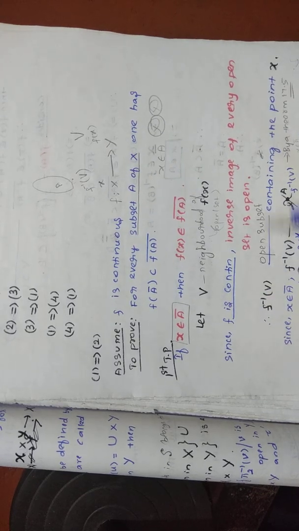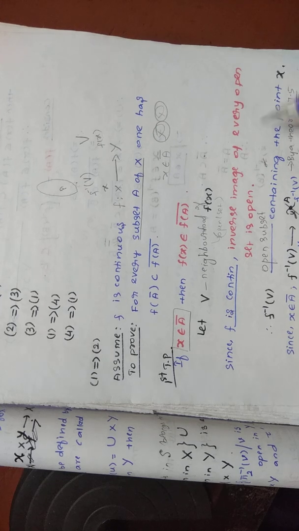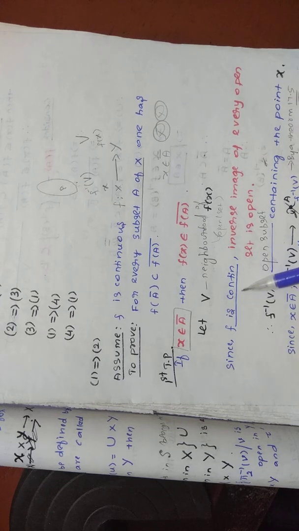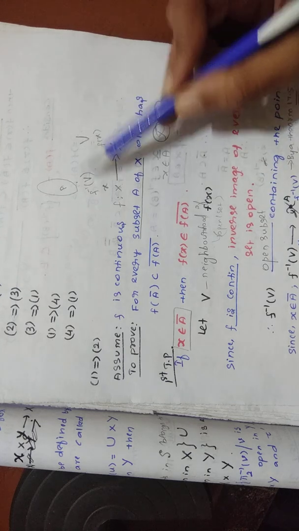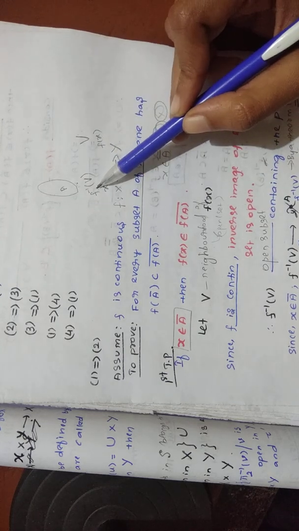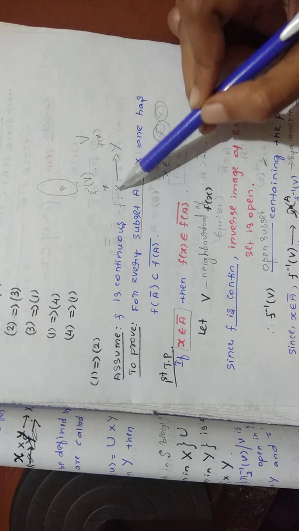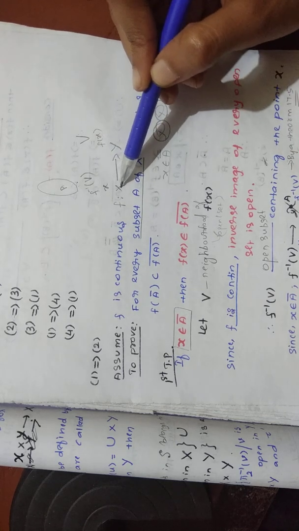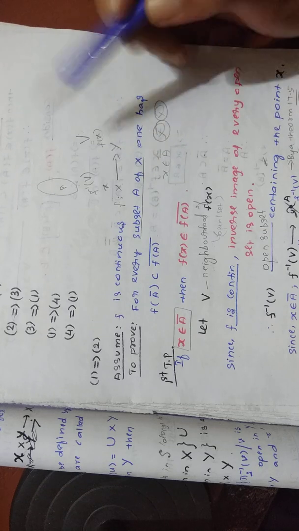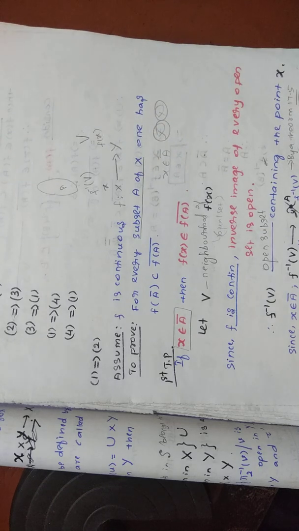So that is what you are writing here also. Since f is continuous, by the definition of continuity, you can say the inverse image of every open set is open in X. I hope you can understand the point I am trying to convey.